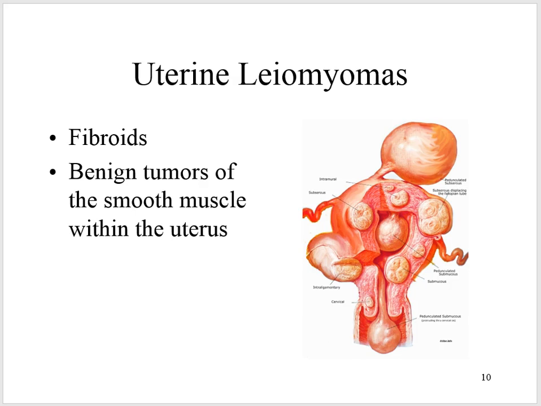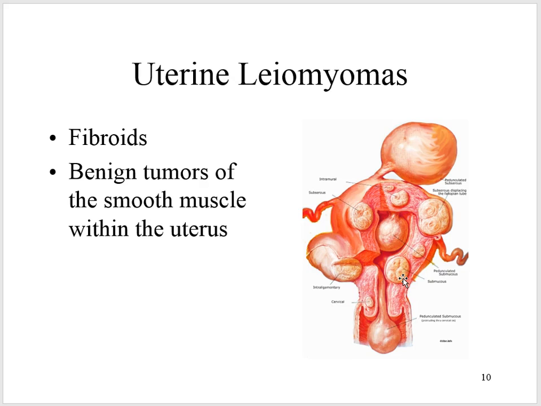Uterine leiomyomas, another name for them is fibroids, are benign tumors of the smooth muscle within the uterus. Most fibroids are asymptomatic and do not require treatment. It's hard to read these, but the intramural are those within the muscular uterine wall. We have the submucous. That's this one right here. This grows under the mucosal layer of the uterus, which is the innermost one.